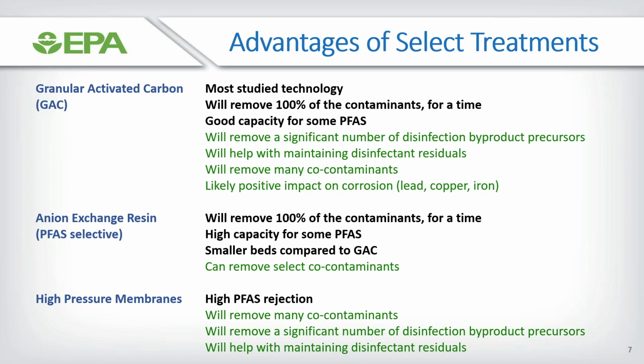Anion exchange has similar removal for a time. It will remove 100% for a time, and it also has a high capacity for many PFASs. It has a smaller bed relative to GAC, which could be of use for some especially small utilities, and it will also remove co-contaminants. High pressure membranes are a different type of technology. They're just a size exclusion technology, but they have a high rejection rate for PFAS. They will also remove many co-contaminants, and they will also remove the disinfectant byproduct precursors and help maintain disinfectant residuals.